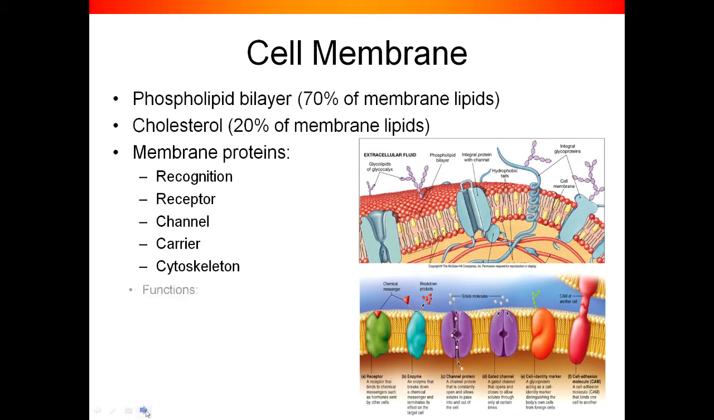The functions of the cell membrane with all of these components include physical isolation, right? The cell membrane is going to isolate the inside of the cell from the outside of the cell, so that the chemical reactions that happen outside of the cell won't affect the chemical reactions on the inside of the cell unless we want them to. This cell membrane is going to control that.